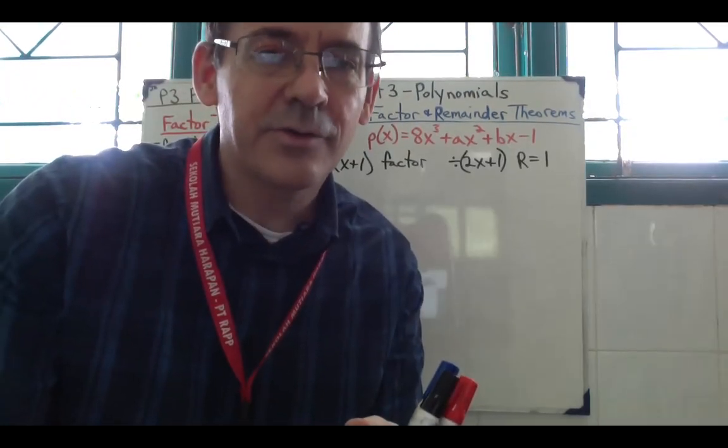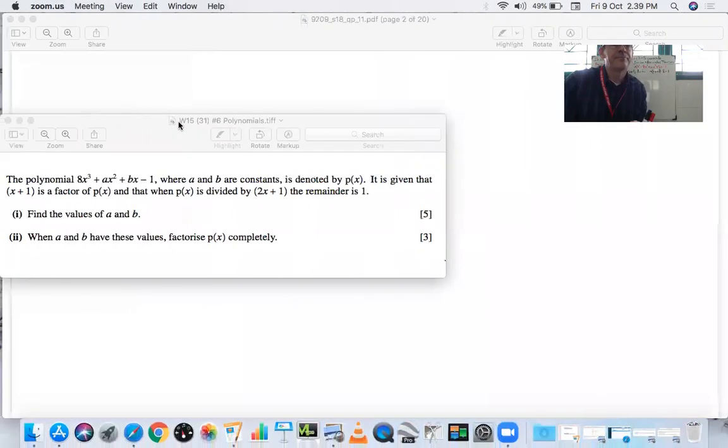Okay, let's look at the next question. We have the polynomial 8x cubed plus ax squared plus bx minus 1, where a and b are constants, denoted by p of x. It is given that x plus 1 is a factor of p of x, and that when p of x is divided by 2x plus 1, the remainder is 1. Find the values of a and b. Then, when a and b have these values, factorize the polynomial completely.